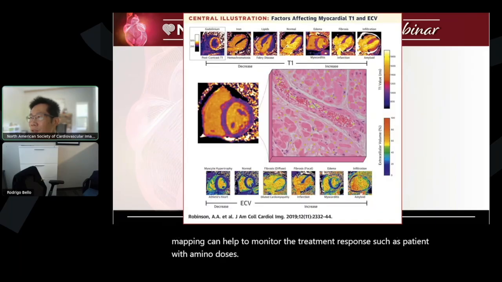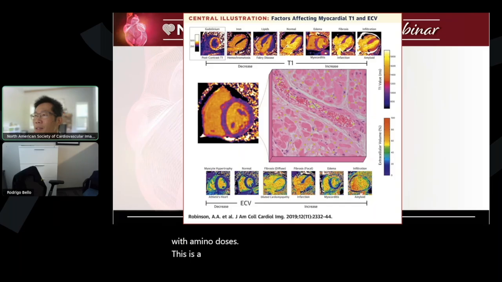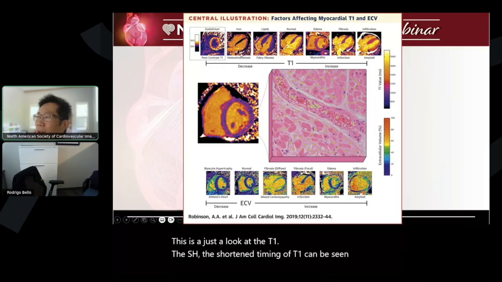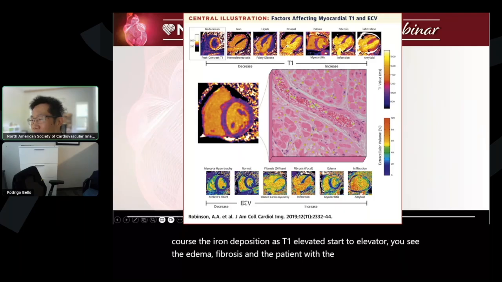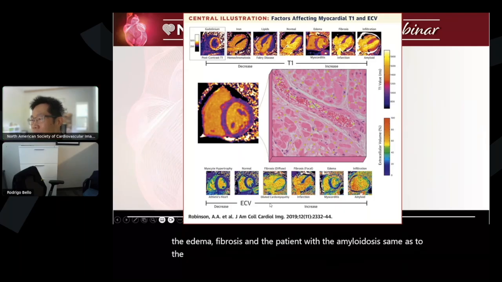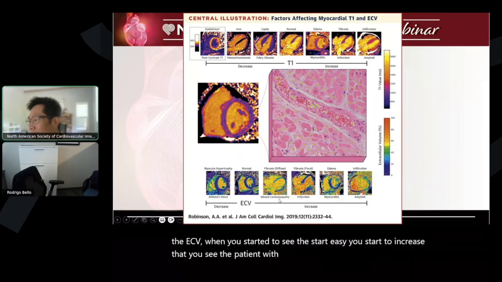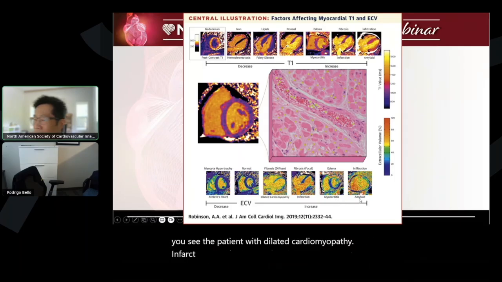This is just a look at the T1. Shortened T1 timing can be seen with gadolinium and, of course, iron deposition. T1 starts to elevate when you see edema, fibrosis, and in patients with amyloidosis. The same applies to the ECV. When you start to see the ECV increase, you see patients with dilated cardiomyopathy, infarct, myocarditis, and amyloidosis.